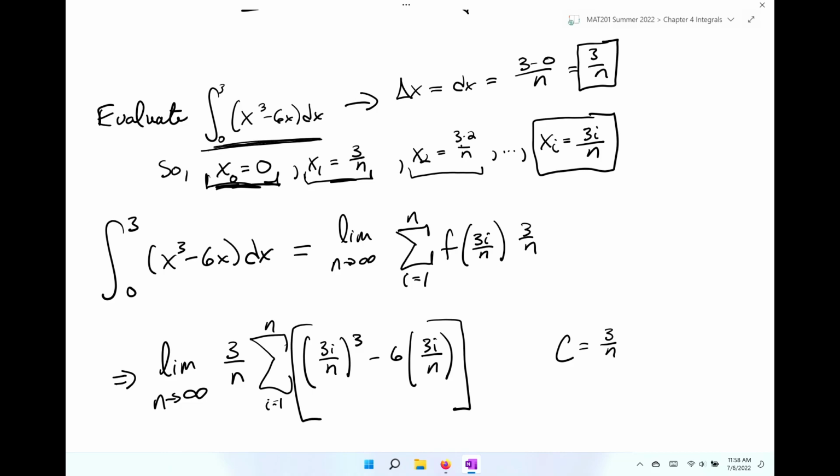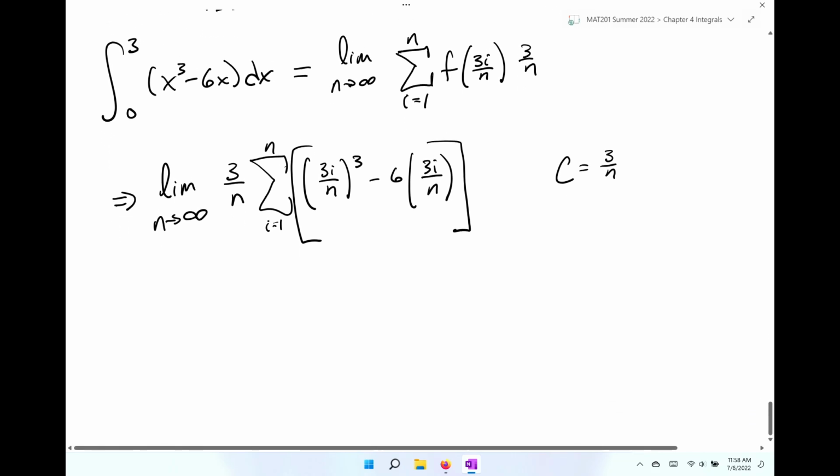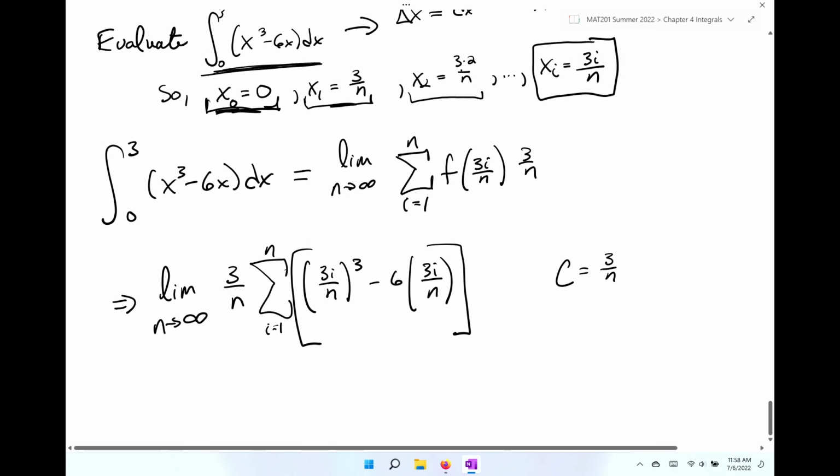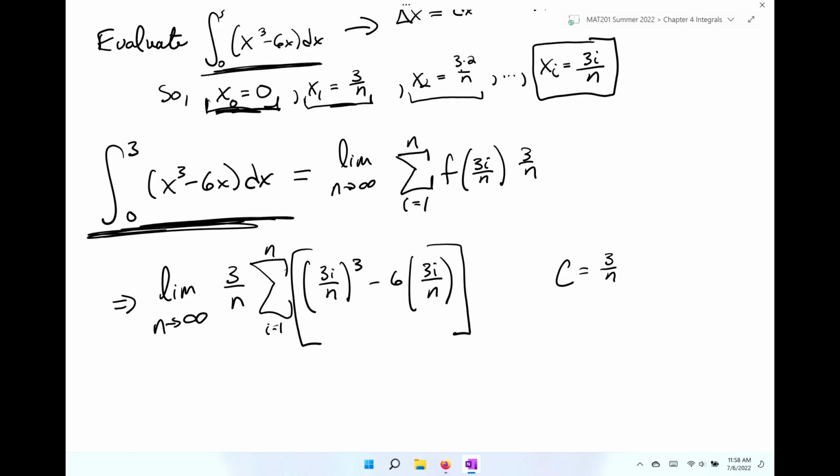So I'm going to take that information and I'm going to rewrite my definite integral. So here's my definite integral again. I'm underlining it. So the integral from 0 to 3 of x to the third minus 6x dx is going to be equal to, this is the limit definition now, the limit as n goes to infinity of the summation of i equals 1 to n of f of 3i over n, because that's what x is.